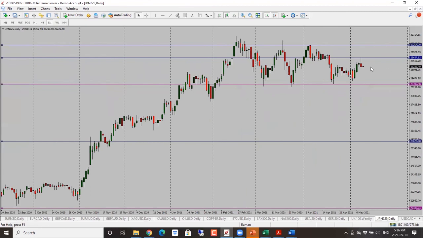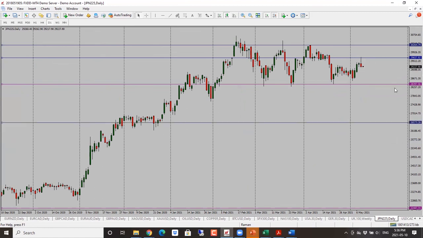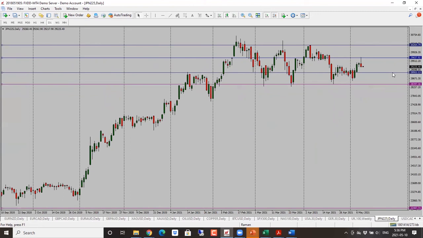With Nikkei here, Nikkei did go into the first target here at 29,650, but then we have a nice bearish pin bar now. So looking for a drop. In this case, 29,000 is the first target. And then below that, we have 28,650. So bearish bias here for Nikkei.